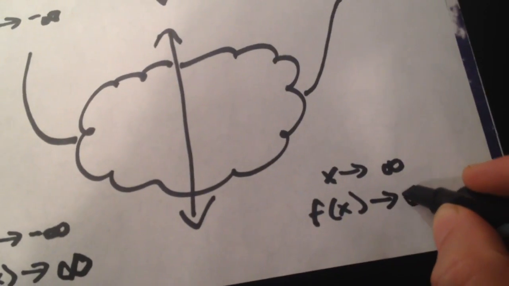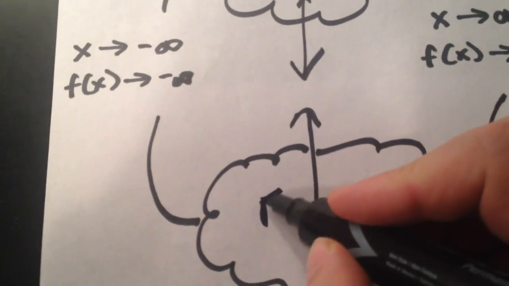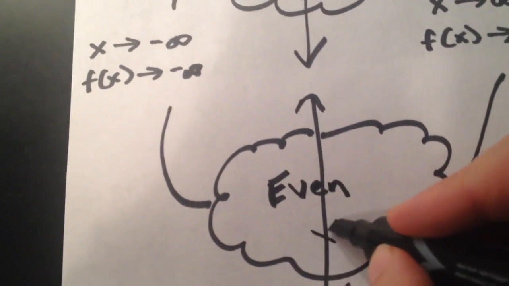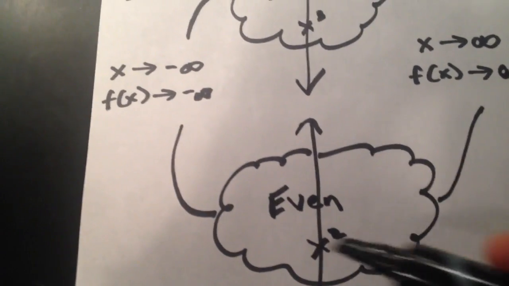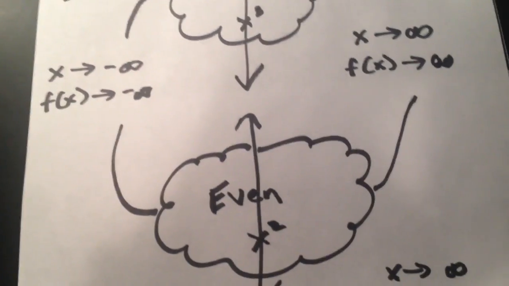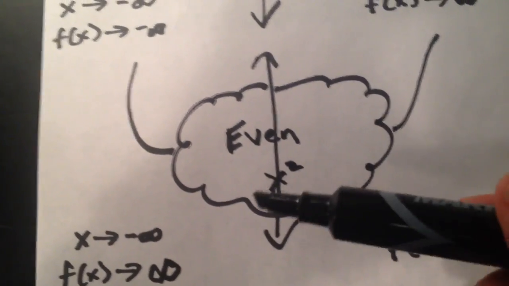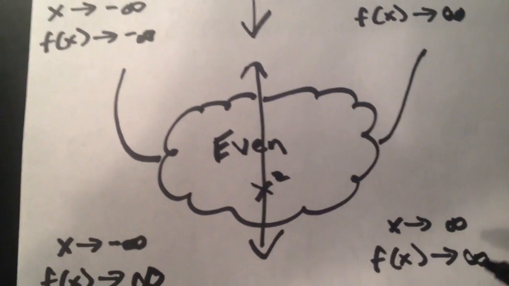I'm worried about the paper moving here. Oh, no, got it. Okay, so this is an even function. The easiest way to remember this is x squared. It just comes down in the middle, but we don't care what happens in the middle. What we care about is what happens at the top. If there's a negative out front here, we know both ends start low and end low.